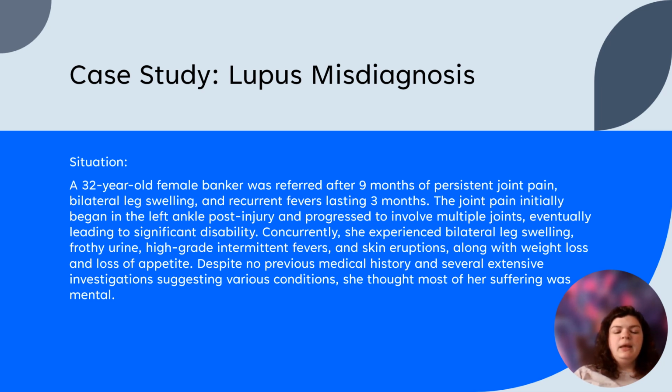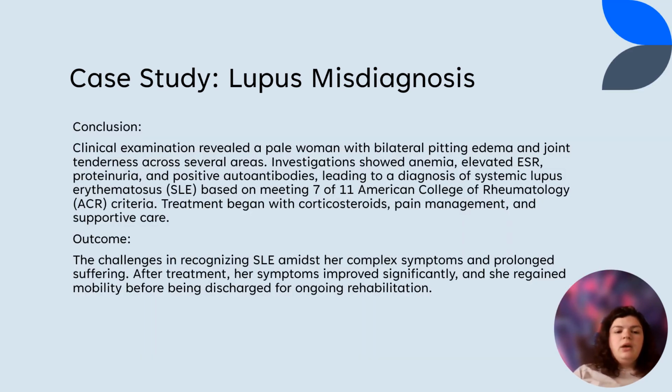loss of appetite. Despite no previous medical history and several extensive investigations suggesting various conditions, she thought most of her suffering was mental. The conclusion: clinical examination revealed a pale woman with bilateral pitting edema and joint tenderness across several areas. Investigation showed anemia, elevated ESR, proteinuria, and positive autoantibodies, leading to a diagnosis of SLE.